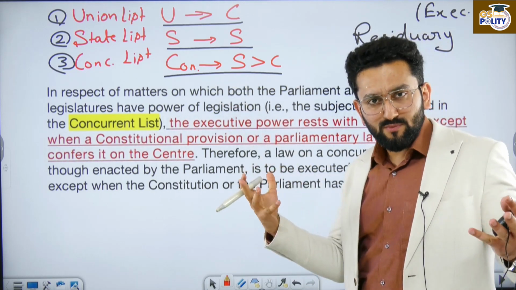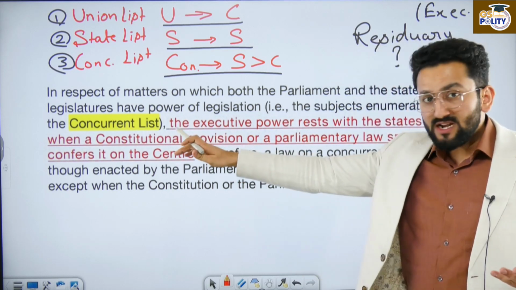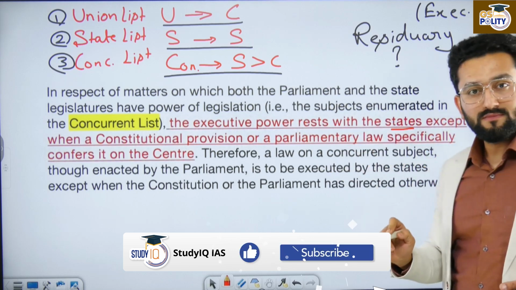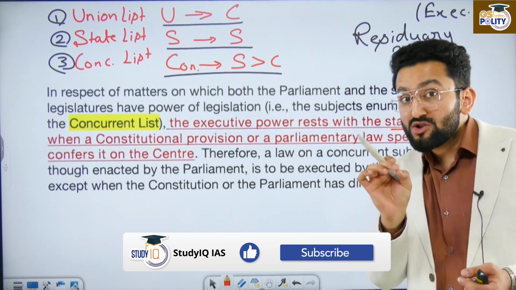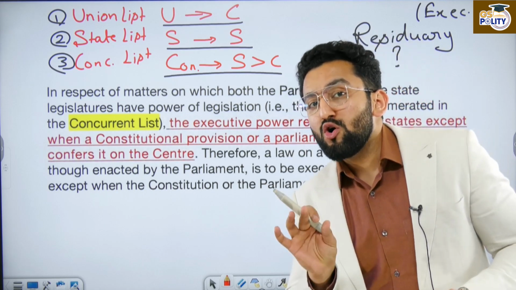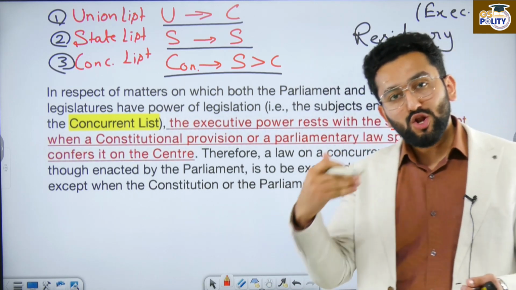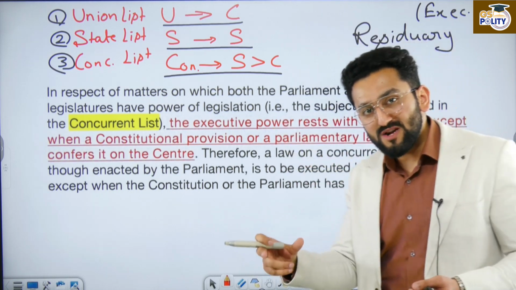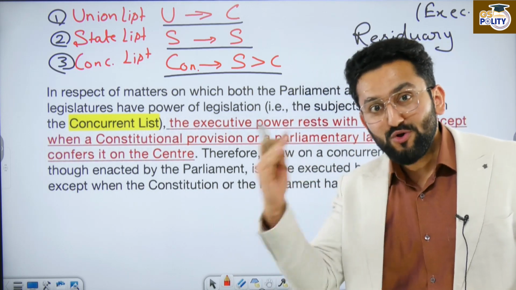Now, what does priority mean? It simply means that when it comes to the concurrent list, the executive power rests with the state until and unless there's a specific mention in that law that the implementation part of this law will be with the center. So if there is no mention in the law of who is going to implement it, then it is the responsibility of the state executive to execute that law. I hope you are clearer now.